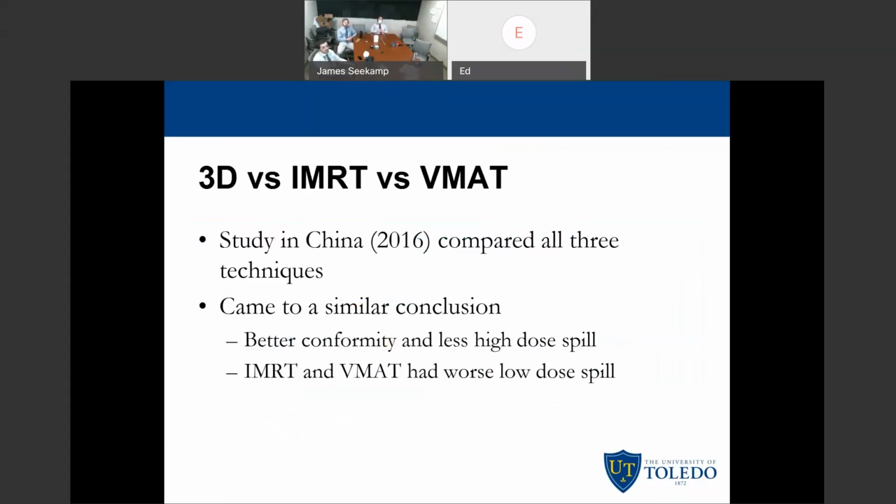So there's a study in 2016 out of China that compared all 3 techniques. They basically took a bunch of patients and they designed all 3 plans on the same patient with the same target, OARs, etc. They came to remarkably similar conclusions. With IMRT and VMAT, you get more uniform dose, better conformality and less high dose spill outside of the target, but much worse low dose spillage into surrounding tissues.